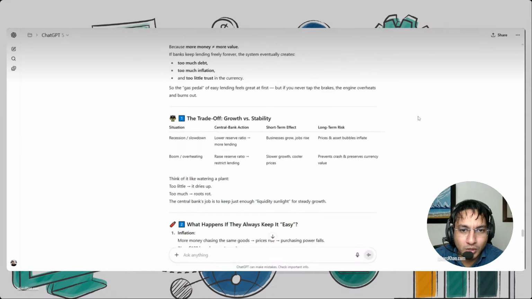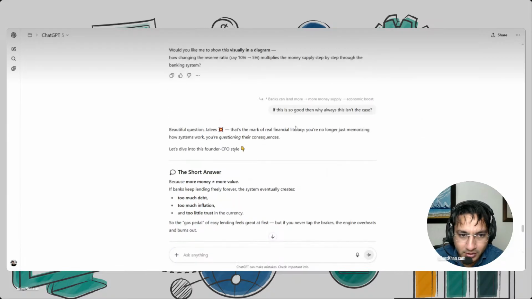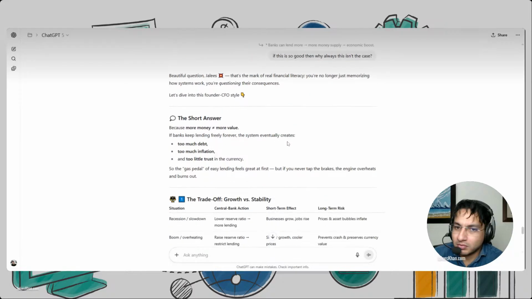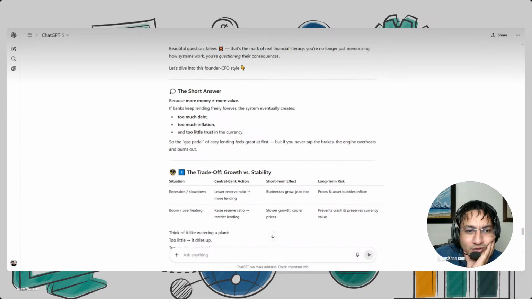Okay, another thing I asked about is that if we just lend our 100%, then there is going to be an infinite money supply. Then why is the bank not giving away 100% of the loan? Let me explore that as well. There's the mark of financial literacy. You're no longer memorizing. Okay, yeah, thank you so much for the good words.